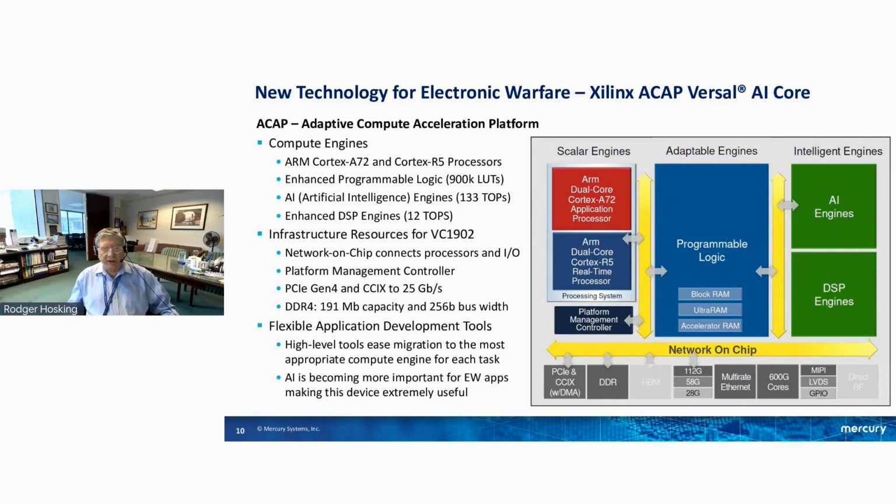They're all joined together by a network on chip, which means communication between and among these different resources is made very efficient. There's also a platform management controller down at the lower left, and then the network on chip also connects to a lot of different interfaces to get to memory and to get off the board with very high rate multi-rate Ethernet. So it's a very, very powerful chip.